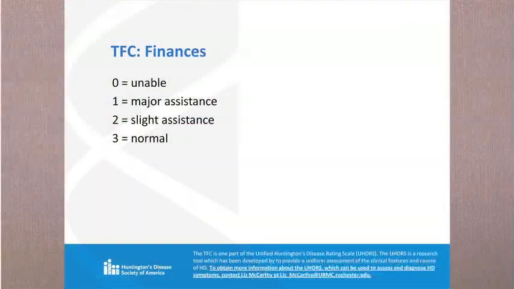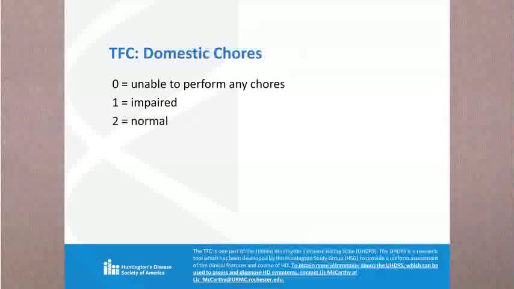On the finances, this is also 0 to 3. 3 is normal. 2 is slight assistance, so perhaps they're not making major investment decisions, or they're not paying bills. Somebody else is doing that. Major assistance means that they handle money to go buy something at the corner store, but they're not writing checks or making financial decisions for the household anymore. And 0 is that they don't handle money at all. Domestic chores is 0 to 2, and this is normal, impaired, or unable to complete at all.